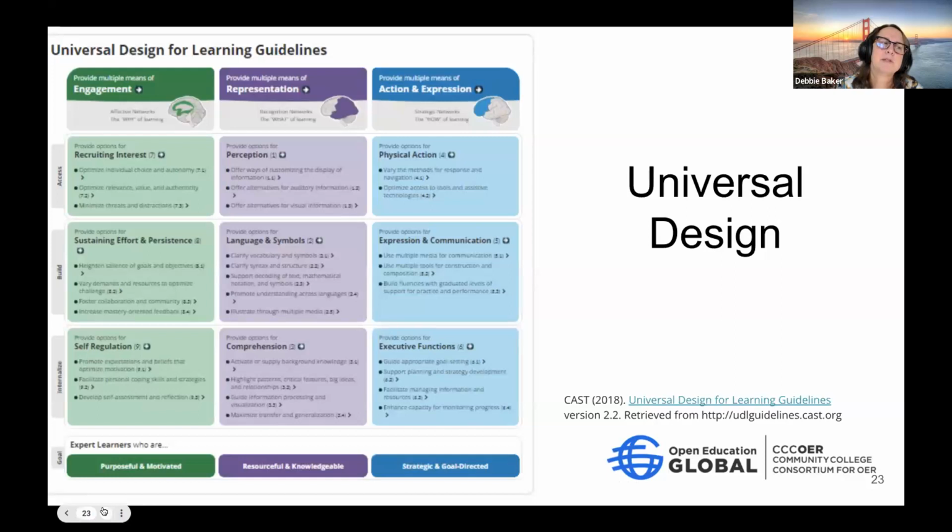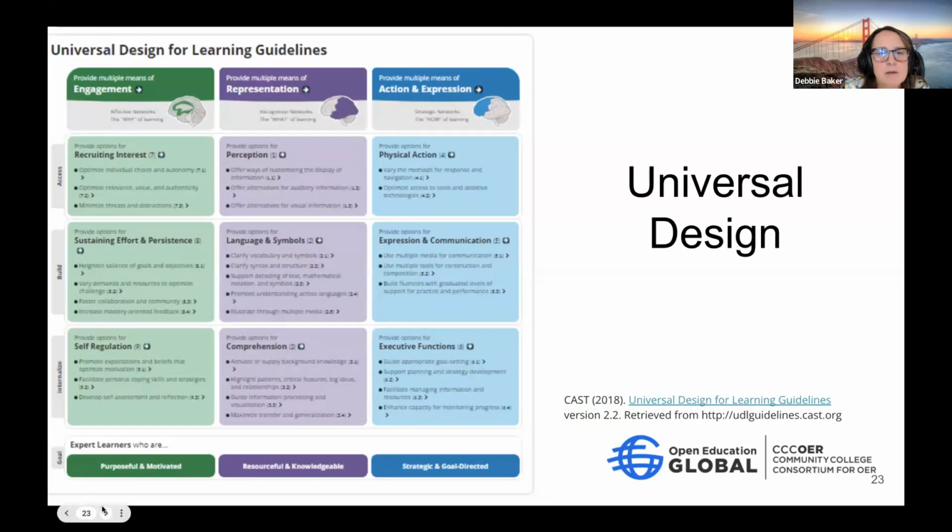So here's a look at the complete framework. This is a screenshot. You can see that it crosses the 3 columns of providing for multiple means of engagement, multiple means of representation, and multiple means of action and expression, and each cell within that, things like recruiting interest, language and symbols, expression and communication, self-regulation, provides specifics and strategies. And if you were to access this framework through the website that is linked there, you'll find even more strategies and resources and research around how that happens.